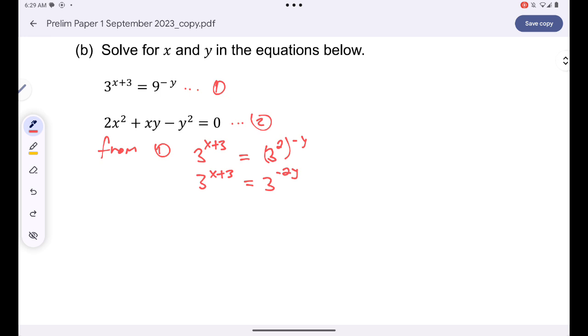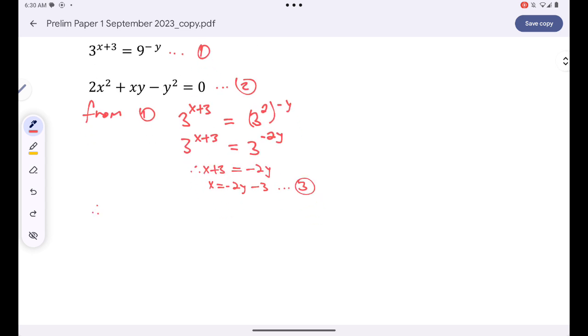And then now, guys, my bases are the same. I can simply conclude that my exponents are equal. So therefore, x plus 3 is equal to negative 2y, and hence x is just equal to negative 2y minus 3. And by doing this, I have formed equation 3. I can therefore substitute equation 3 in equation 2. So x is basically equal to negative 2y minus 3. Are you together?